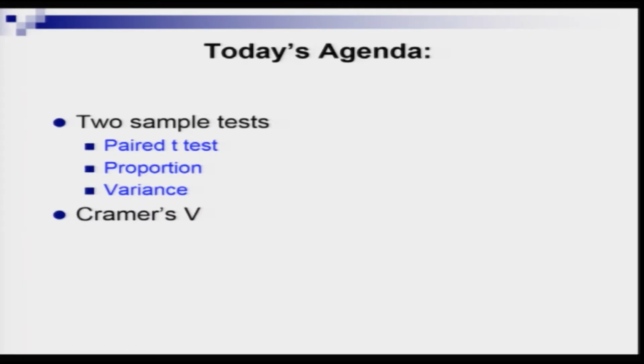So today we are going to continue our discussion on hypothesis testing, and we are going to look at a couple of new tests. So let's have a look at today's agenda item. In today's lecture we are going to talk about a very useful test called the paired t-test. Then we are also going to look at the other variations of two sample tests, namely proportion and variance tests, and finally we will end our discussion by briefly discussing a very interesting concept called Cramer's V.